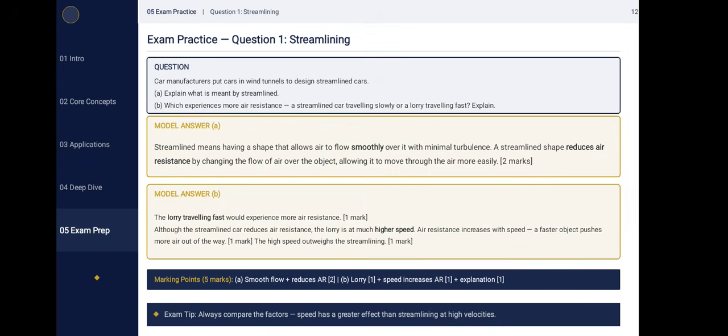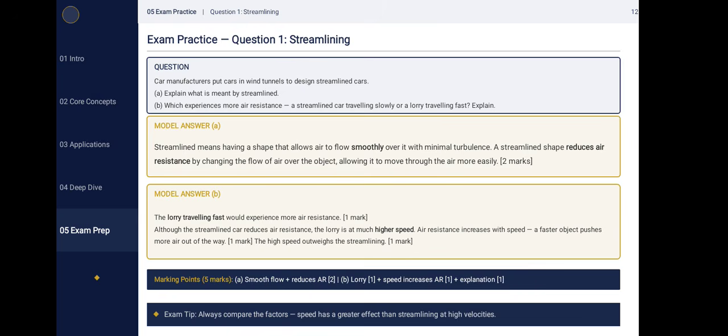Next, moving towards your questions that are given in your books as well. So question number 1: car manufacturers put cars in wind tunnels to design streamlined cars. Explain what is meant by streamlined, and which experiences more air resistance, a streamlined car traveling slowly or a lorry traveling fast. You will have to explain these things.